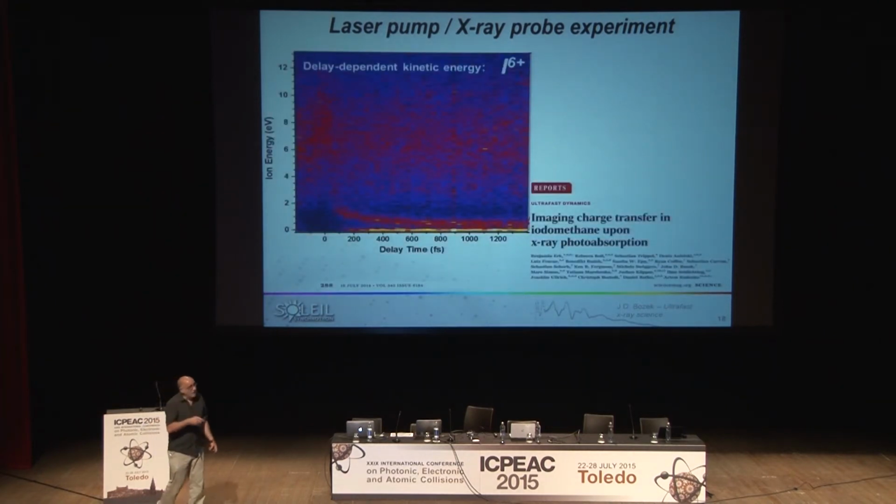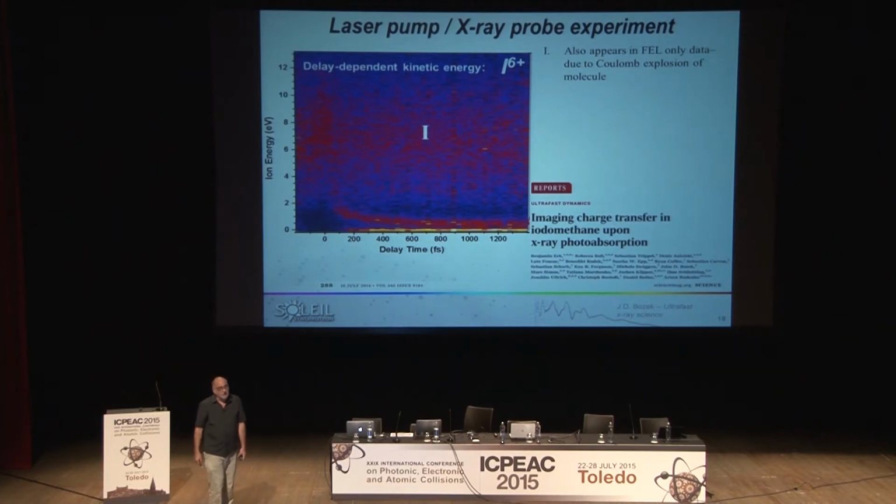And then look at the ion kinetic energy as a function of the delay time between the infrared pulse and the FEL pulse. You see three regions here. You see this diffuse band, we'll call it 1, and it appears in the FEL-only data as well. It's just related to the Coulomb explosion of the molecule. The X-ray beam comes in and pumps electrons out of the iodine and out of the methyl group, and they Coulomb explode and give you about a 7 eV band of ion kinetic energy.